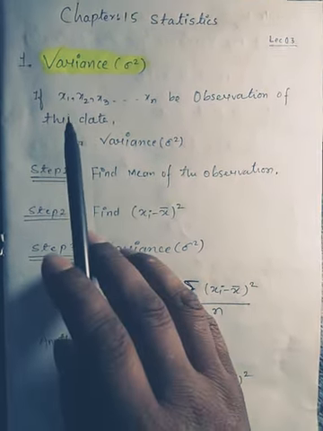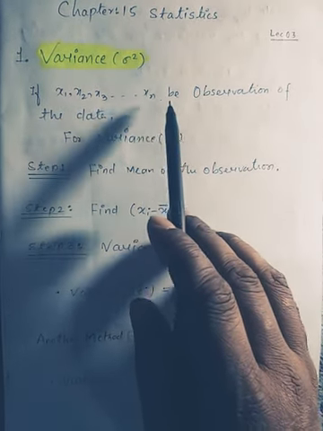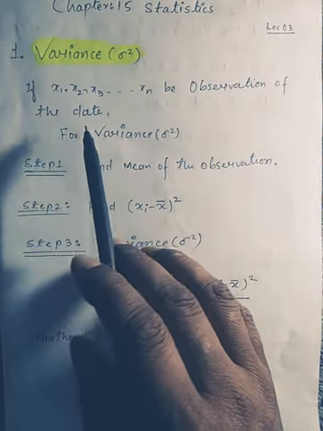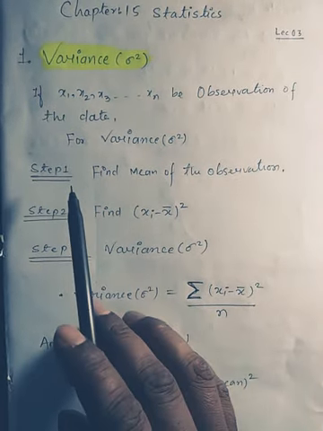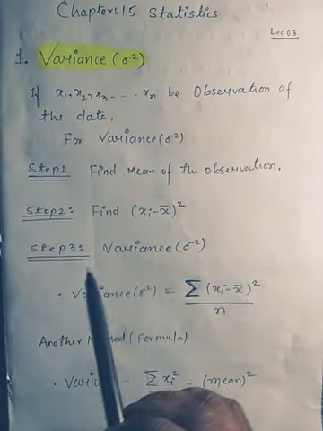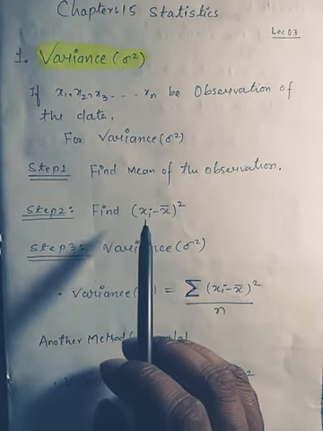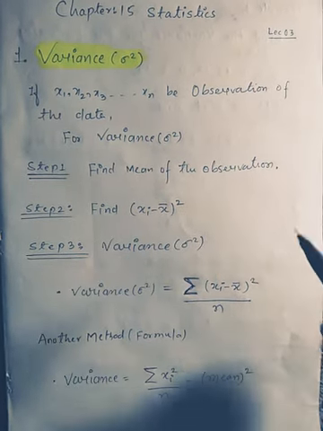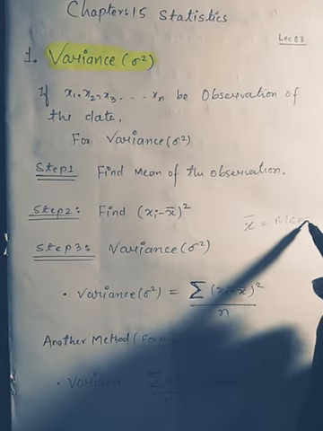Suppose if x1, x2, x3 up to xn be observations of the data, then for variance we follow some steps. Step 1, find mean of the observation. Step 2, find xi minus x bar whole square. X bar is mean.